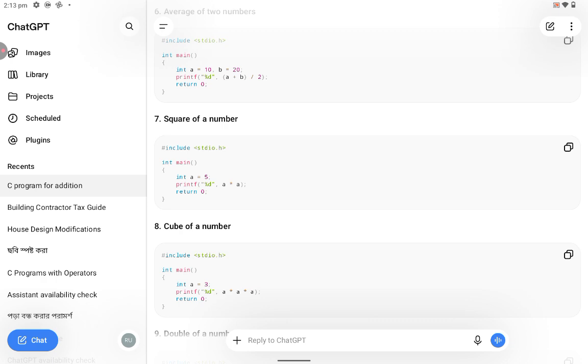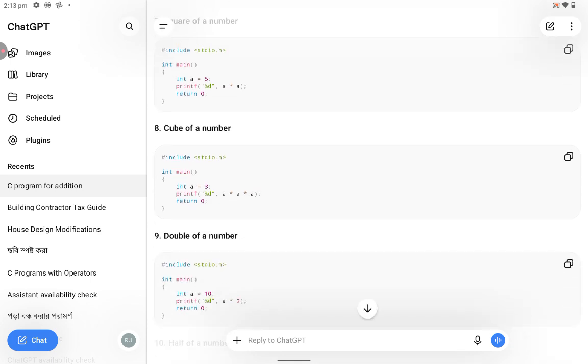We can use another variable like s or sq to store the square. So sq is equal to a into a, then we can write printf %d comma sq. We can use another variable. This will be good to understand.